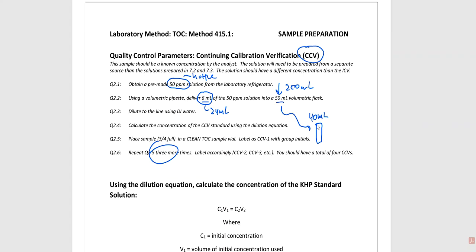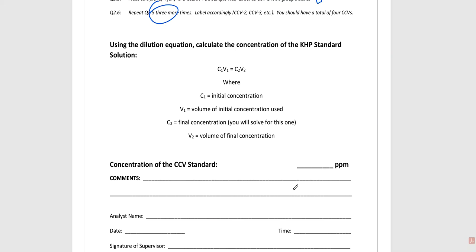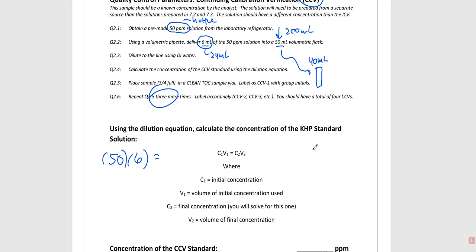Right. Just as before, down below, we have to calculate what these CCVs are supposed to be providing us as far as the concentrations are concerned. So the initial concentration is going to be 50, and it looks like I should be measuring out 6 milliliters in total, right? If I go back up to the directions, it says pipette 6 mLs.